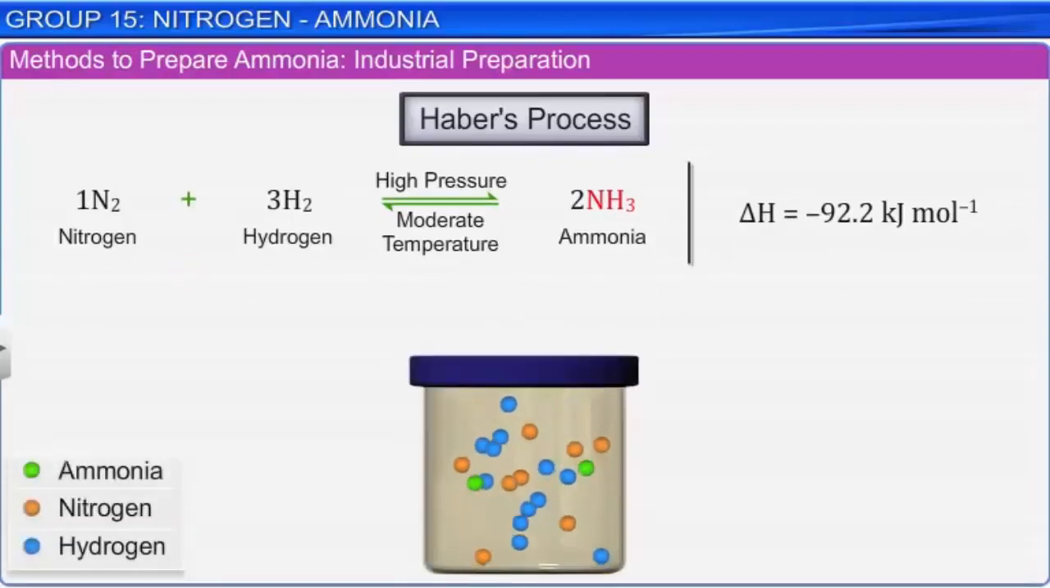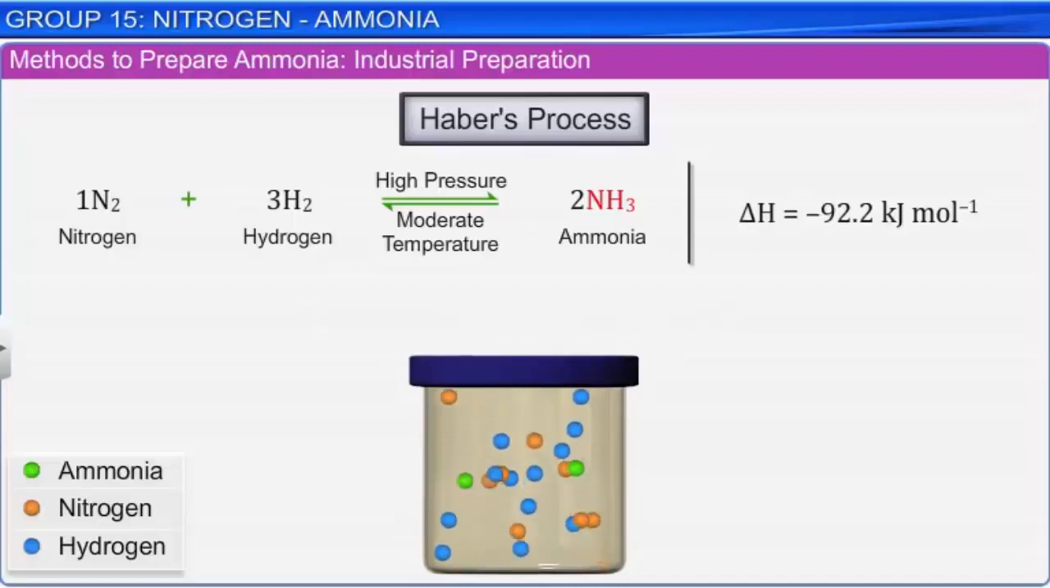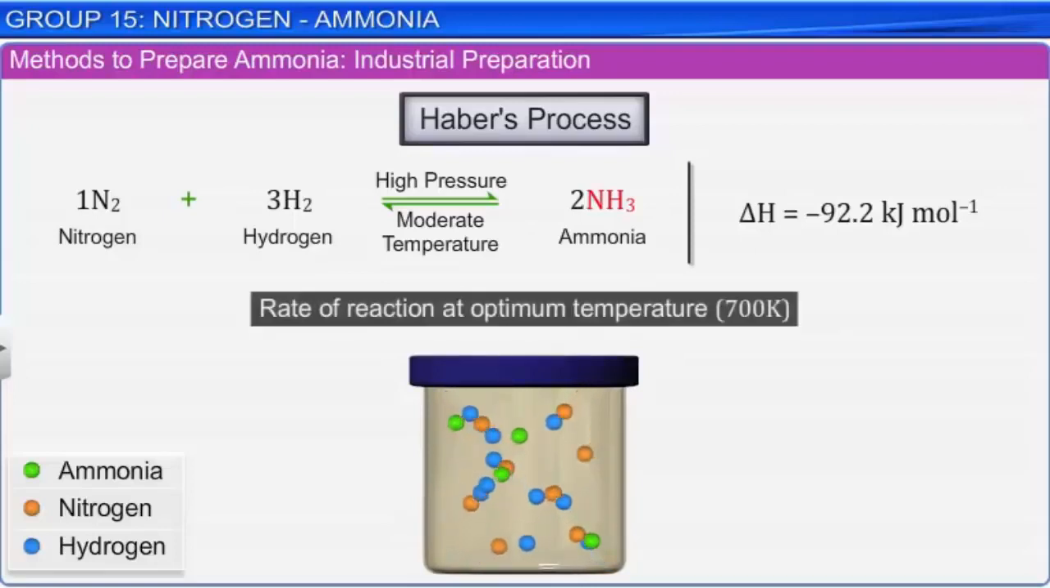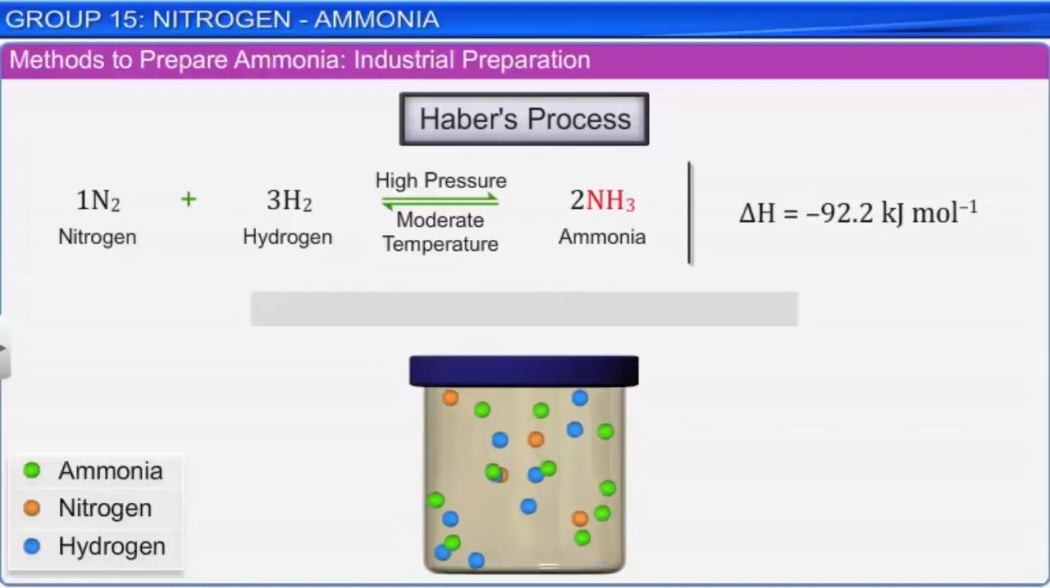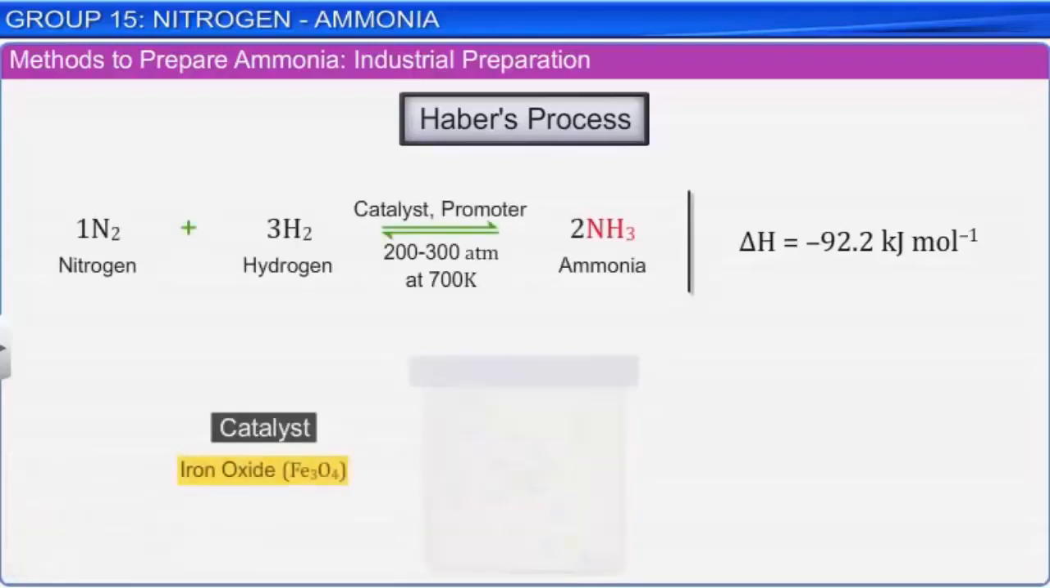However, as the rate of reaction would be slow at lower temperatures, the reaction is carried out at an optimum temperature of about 700 Kelvin. Further, to accelerate the reaction, that is, to attain the equilibrium faster, a catalyst like iron oxide and a promoter such as alumina are used.